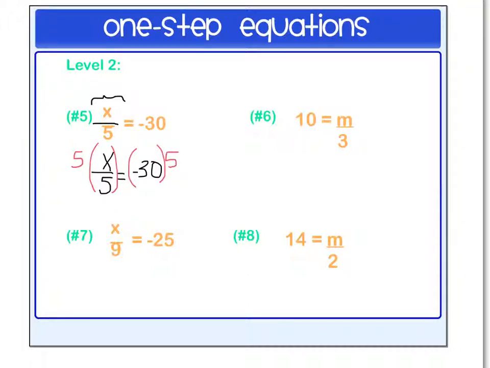And the reason I do that is because on the left side, when I multiply by 5, it's like multiplying by 5 over 1, which gives me 5x over 5, and the 5 over 5 reduces down to just an x. Then we have 5 times negative 30, it gives me negative 150. So x equals negative 150.